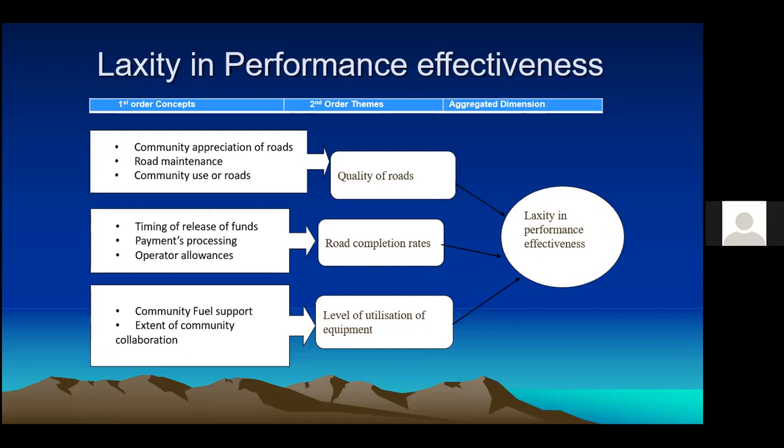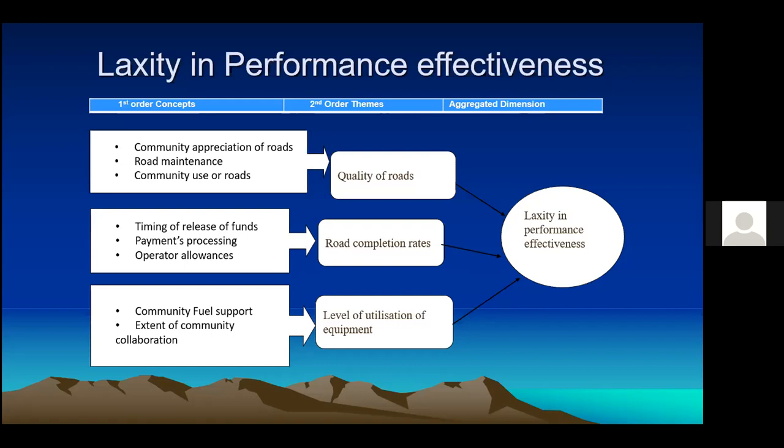The second theme was lack in performance effectiveness, where they looked at the road completion rates, the level of utilization of equipment, for instance, where they looked at community giving support in terms of fuel. Most of these district governments don't have fuel in most cases to work on these roads, and therefore machines remain dormant for some time. And also the extent of community collaboration.